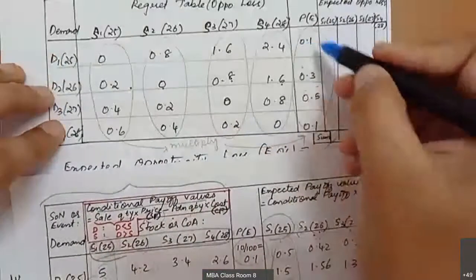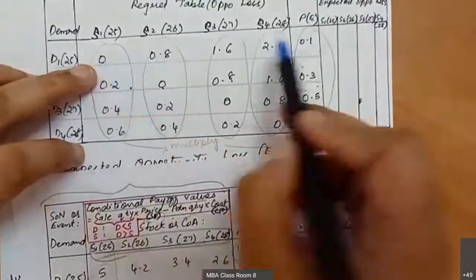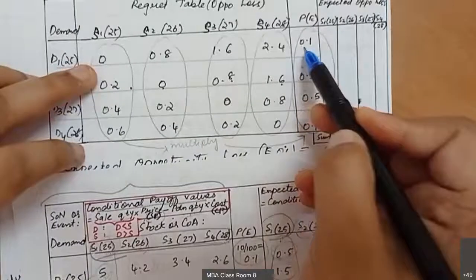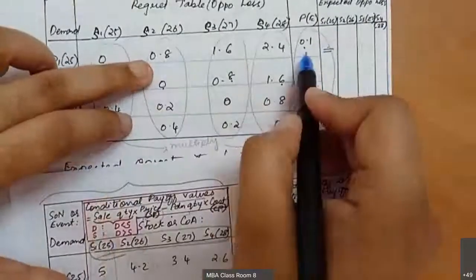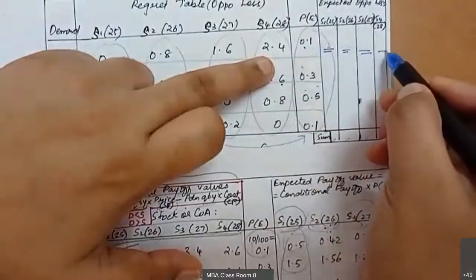You multiply the regret values with the probability values column wise. 0 into 0.1, you will have the value here. Similarly, 0.8 into 0.1, you will have the value here. 1.6 into 0.1, you will have the value here. 2.4 into 0.1, you will have the value here.